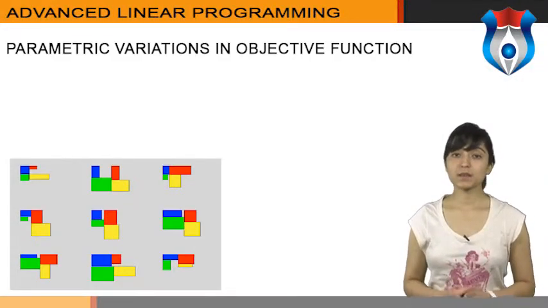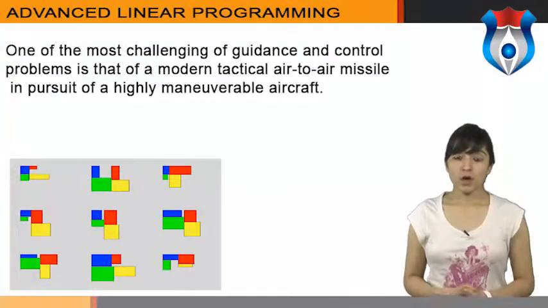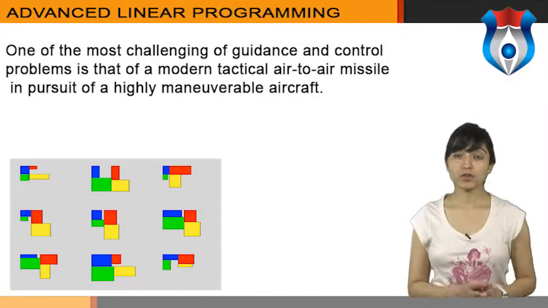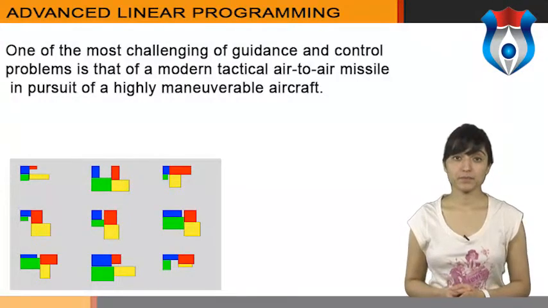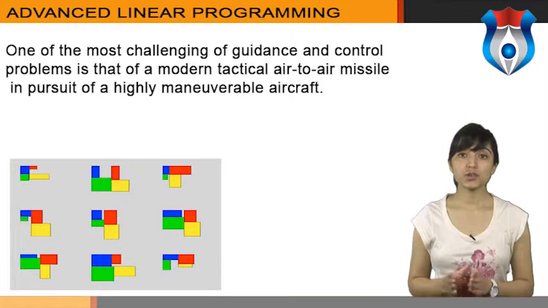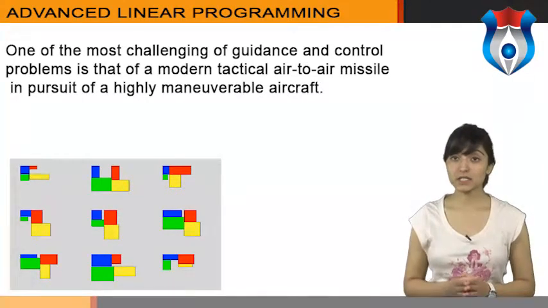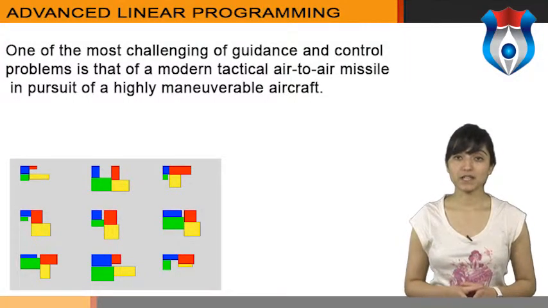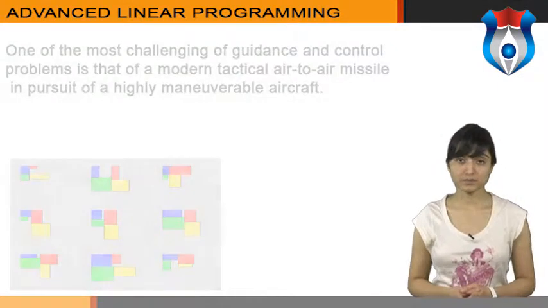Here we will discuss parametric variations in objective function. One of the most challenging of guidance and control problems is that of a modern tactical air-to-air missile in pursuit of highly maneuverable aircraft. The missile, in an attempt to intercept the aircraft, undergoes dramatic changes in flight conditions and experiences high accelerations capable of exciting a multitude of unmodeled high-frequency dynamics.